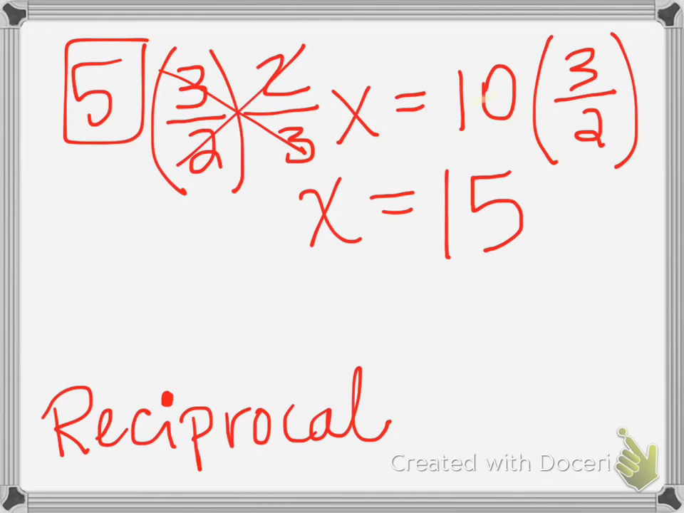10 times 3, do that first, is 30. Then divide by your denominator of 2, and you get 15.